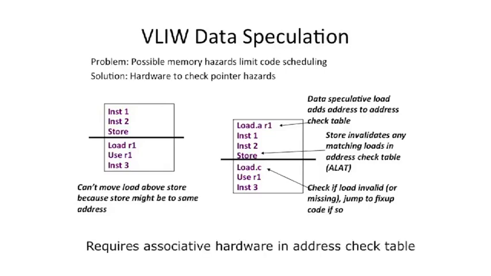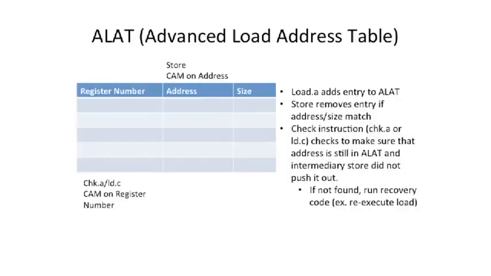But this is going to require us to have an associative hardware block, or some sort of content addressable memory, a CAM, that we need to add, that all load addresses and all store addresses are passed across. And this is similar to how we had our memory disambiguation queue in our out-of-order superscalar. OK, so let's look at the ALAT, the Advanced Load Address Table.